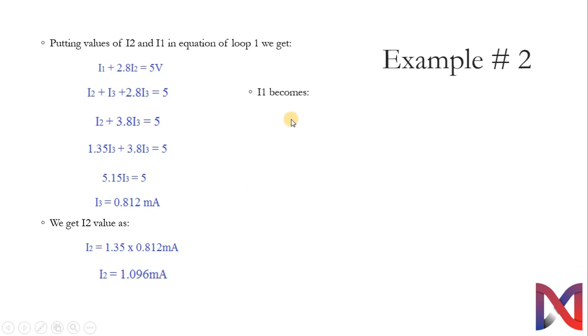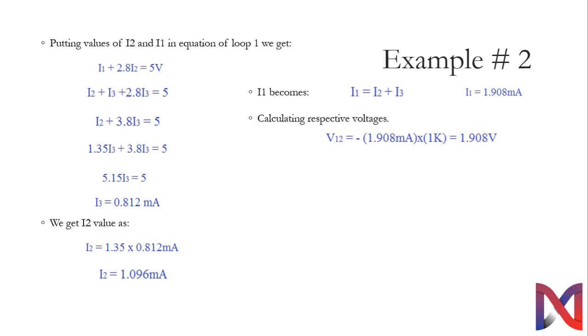I1 will be equal to I2 plus I3. So we get its value as 1.908 milliamperes. Now we will calculate the respective voltages at each point. First we have V12. So we have minus 1.908 milliampere multiplied by 1 kilo ohm, because through R1 we have I1 current passing through it. The voltage drop will be equal to 1.908 volt.